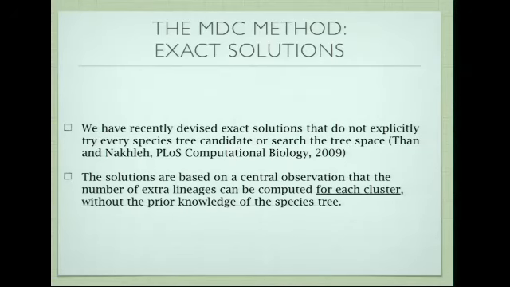Once you find the main insight, the solutions are very simple. But there was an interesting insight we got: if I'm given a collection of gene trees and I want to know the number of extra lineages that these gene trees will contribute to a single branch in the species tree, I need not know anything about the species tree other than that branch.